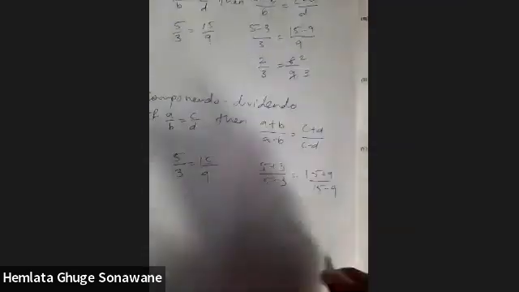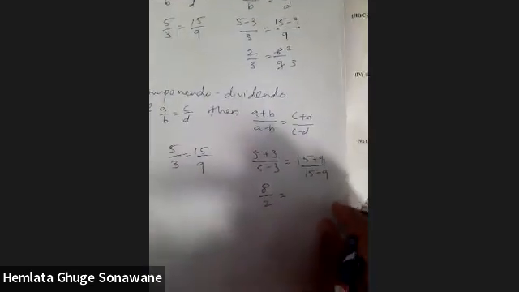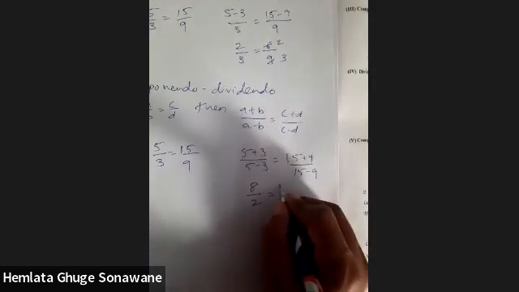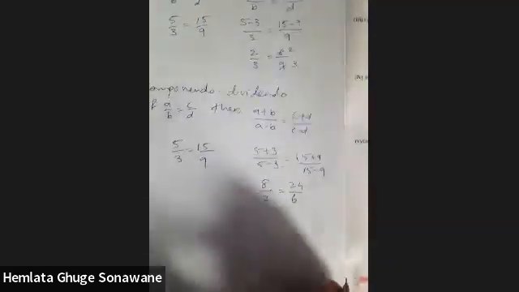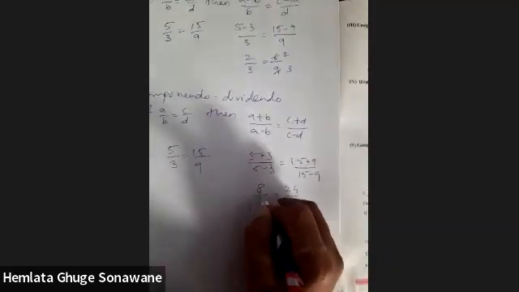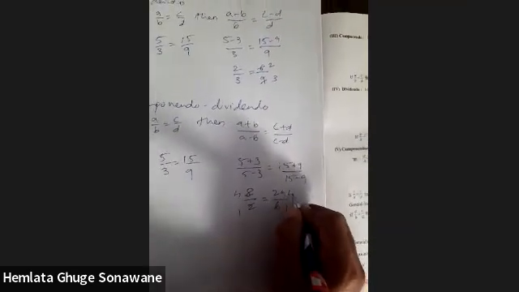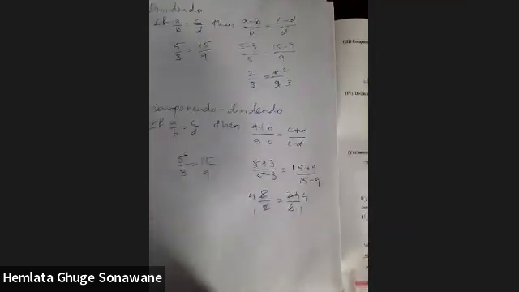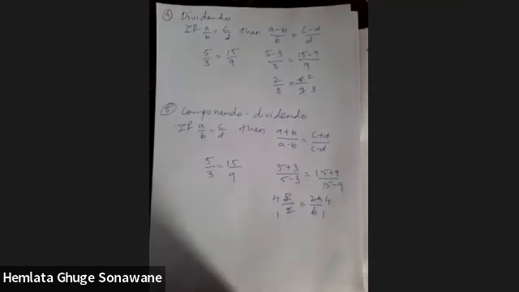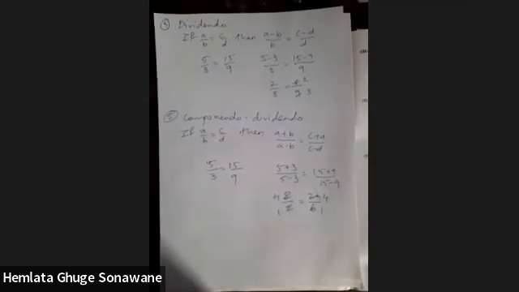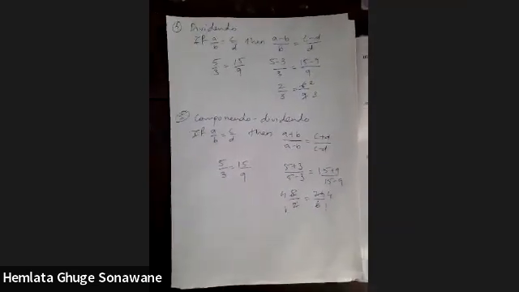5 plus 3 is 8, 5 minus 3 is 2. 15 plus 9 is 24. 15 minus 9 is 6. Now we can simplify this. 2 1s are 2, 2 4s are 8. 6 1s are 6 and 6 4s are 24. What we have got? 4 upon 1 is equal to 4 upon 1. Just go through these operations. We have to solve the examples given in 4.3 based on these operations.